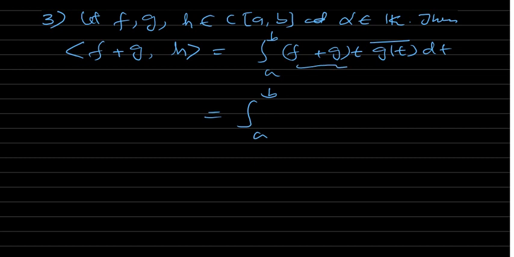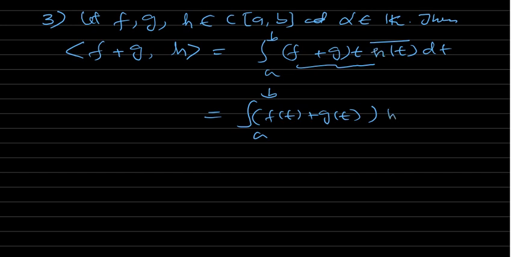So that's equal to the integral from a to b. Now the addition is pointwise, so it is f of t plus g of t, and here, sorry, it's not g of t conjugate. Here it's h of t conjugate, not g of t. So this is h of t conjugate dt. Now they are just numbers in the field, so we can apply the distributive law here.